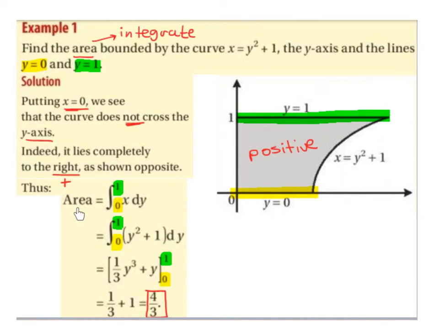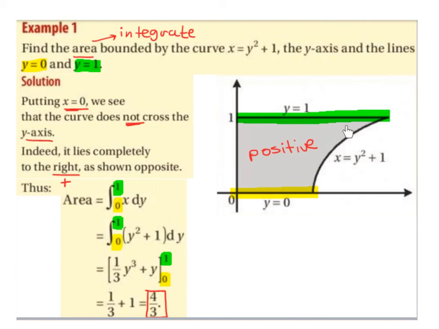Thus, the area is equal to the integral of x dy between the limits 0 and 1, which is equal to the integral of y squared plus 1 dy between the limits 0 and 1. We integrate y squared, we get a third y cubed. We integrate 1, we get y, because we're doing this with respect to y, not with respect to x. Then we substitute in our limits. Our upper limit is 1, so we have a third times 1 cubed plus 1, minus a third times 0 cubed plus 0. So we have a third plus 1 minus 0, which is 4 over 3.